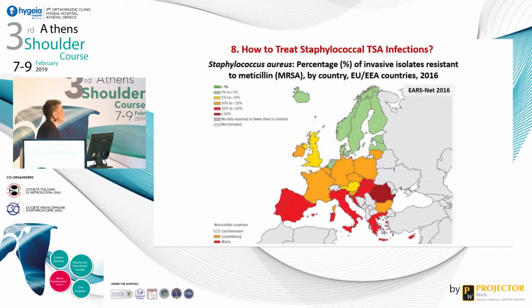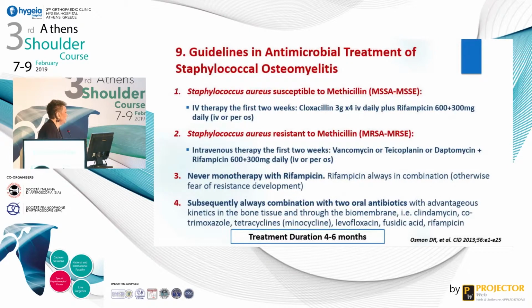Just a few comments about how to treat Staphylococcal TSA infections. At least in our country, about 35% are strains resistant to methicillin. So if it is susceptible to methicillin, do not forget to use the classical approach that our English colleagues use so often, cloxacillin, 3 grams, 4 times IV plus rifampicin again.